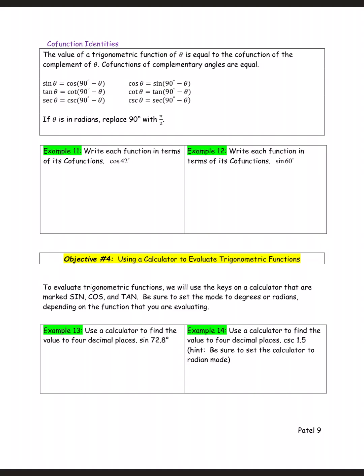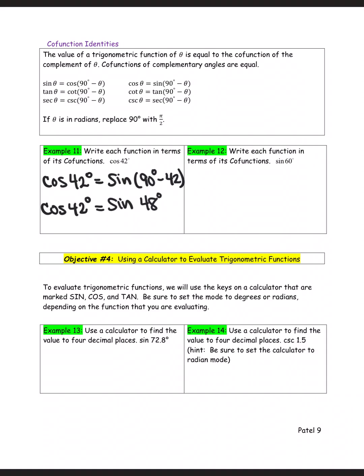So sine of theta is equal to cosine of 90 minus theta. Tan of theta is equal to cotangent of 90 minus theta. And secant is equal to cosecant of 90 minus theta. And you can always replace 90 degrees with pi over 2. So in example 11, we want to find the cofunction of 42 degrees. So cosine of 42 degrees is equal to sine of 90 degrees minus 42. So cosine of 42 degrees is equal to sine of 48 degrees.